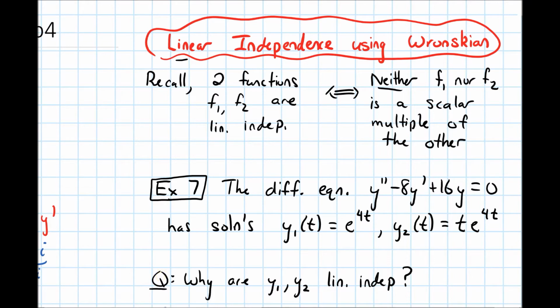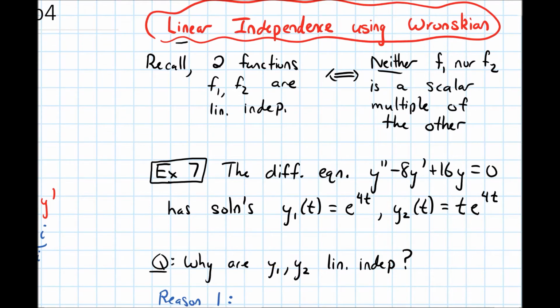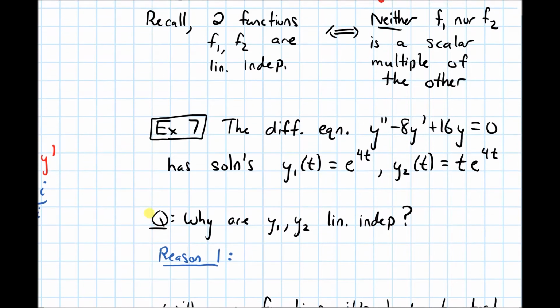So the question that I want to focus on is, why are these two functions linearly independent? There are two main reasons that I can give. The first is, using our definition of linear independence, neither one of these functions is a scalar multiple of the other. So it is true that y2 is the first function times t, but that's not a scalar multiple. So that doesn't count. That wouldn't count as being linearly dependent.